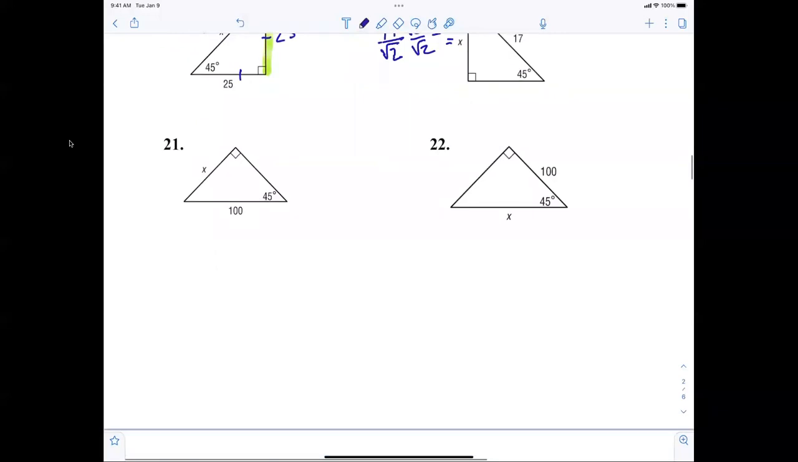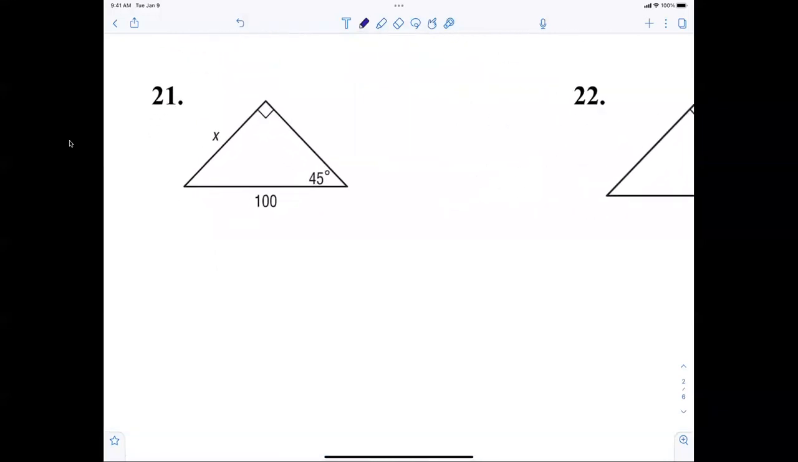All right, so here we go on 21. All right, this is 45. So to get to x, I just do what? You have to divide by radical 2. Yes. Divide by radical 2. And one way I told them, Andrew, was you're getting smaller. You're going from a hypotenuse to a leg, so it's getting smaller. Smaller, you're going to divide. So now when you rationalize, you end up with 100 radical 2 over 2, which simplifies to 50 radical 2.